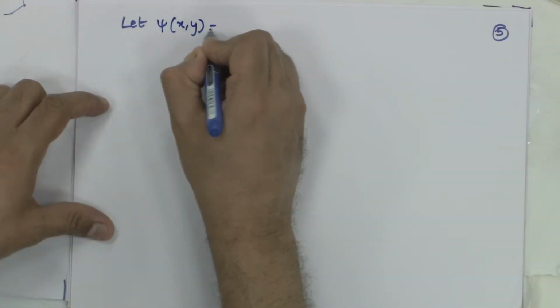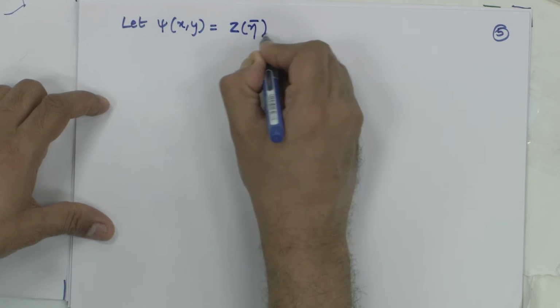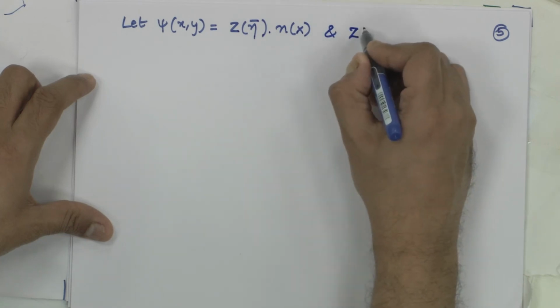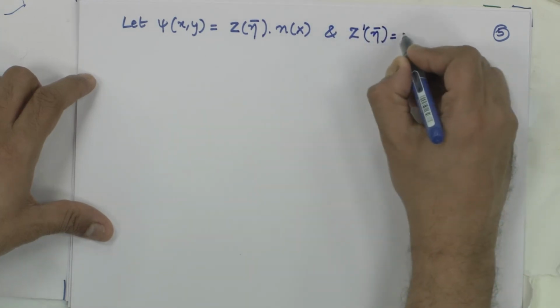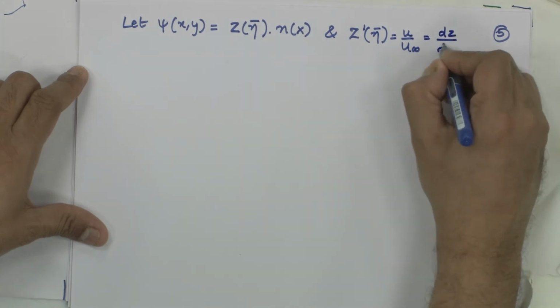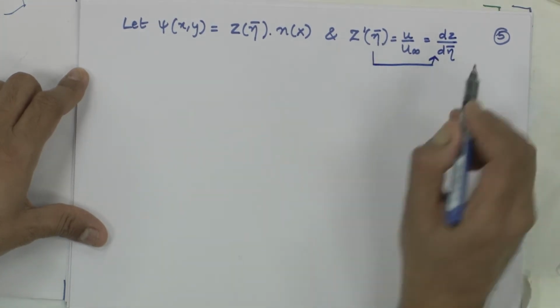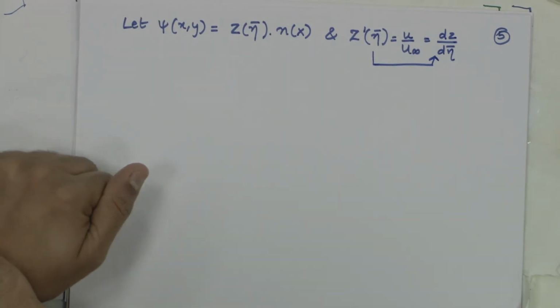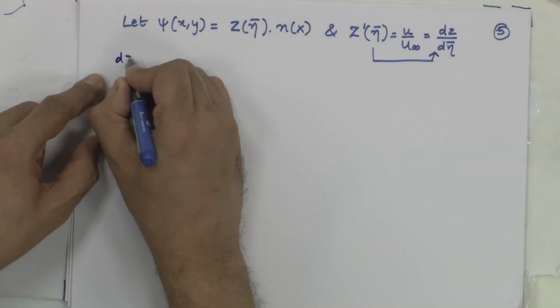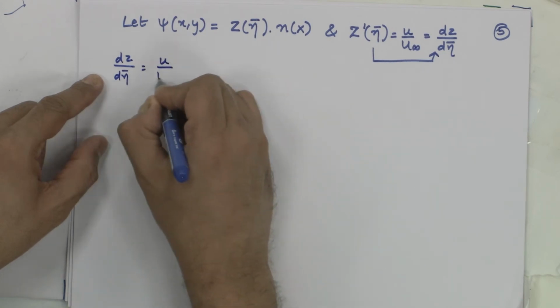And now we are going to say, let stream function psi of x comma y be z of eta bar times n of x, and z prime of eta bar is u by u infinity, and z prime is nothing but dz by d eta bar. Okay, this is same. So, we are defining z prime of eta bar is equal to u by u infinity. Therefore, what we are going to say is dz by d eta bar is equal to u by u infinity. This is my definition.